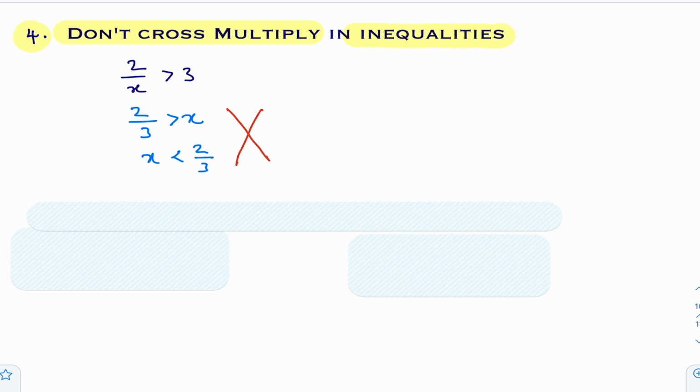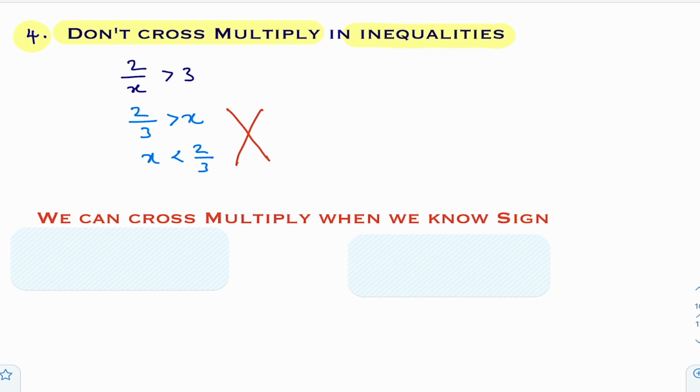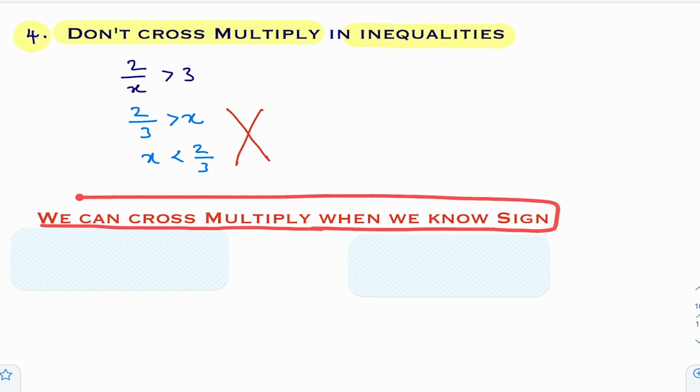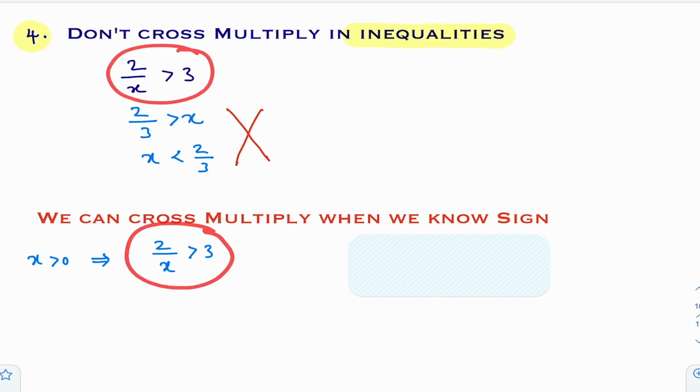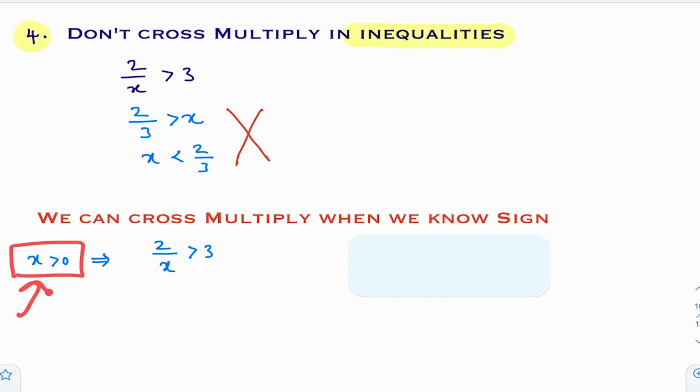When can you cross multiply in inequalities? We can cross multiply when we know the sign of that variable, right? For example, we need to solve this inequality: 2 by x greater than 3. Suppose the question mentions that x is greater than 0. Greater than 0 means x is positive. If you know all numbers are positive, you can solve this.